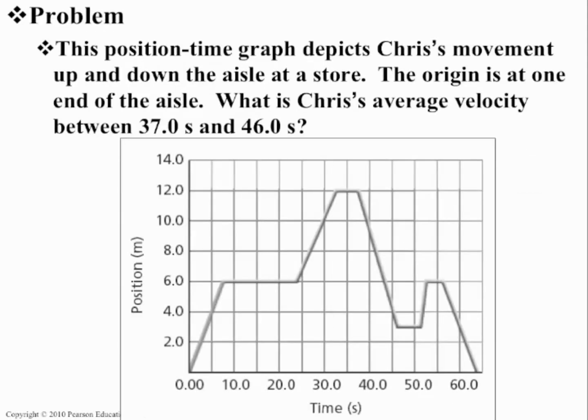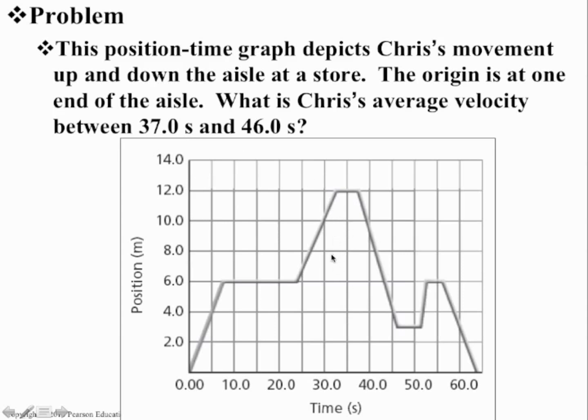This position time graph depicts Chris's movement up and down the aisle at a store. The origin is at one end of the aisle. What is Chris's average velocity between 37.0 seconds and 46.0 seconds? Now, you might wonder, how are you going to deal with these weird numbers? Well, just don't freak out and look at the graph.